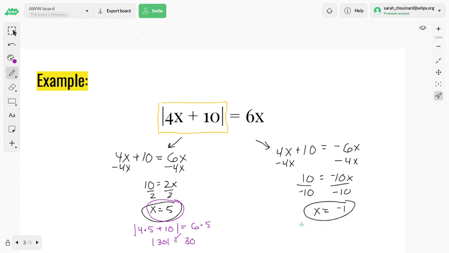Now let's try -1. So I'm going to do the absolute value of 4 times -1 plus 10 is equal to 6 times -1. 4 times -1 is -4, plus 10 is +6. The absolute value of +6 is not -6. So since that's false, we're going to put a cross through the solution to show that it was an extraneous solution. It was an imposter. It looked like it was our answer, but when we plugged it in, we found out that it didn't actually work.